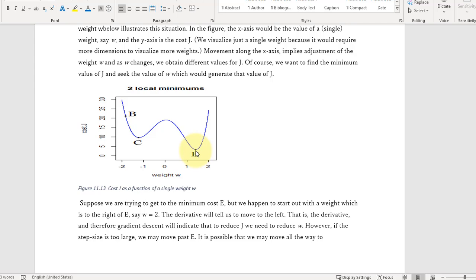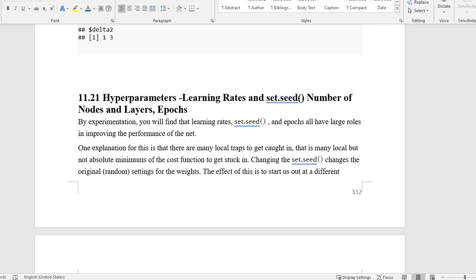So by choosing many different initial randomized weight settings, you could possibly find a lower value on the cost curve. So that's another strategy for improving the performance by checking different initial randomized settings.